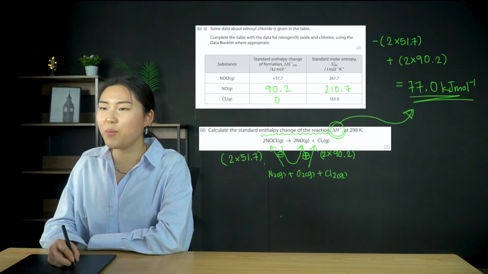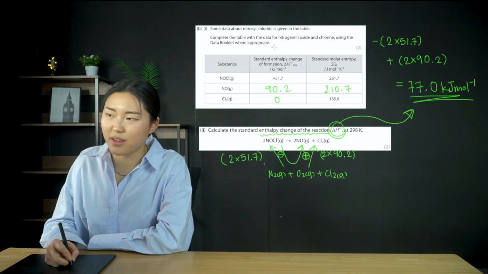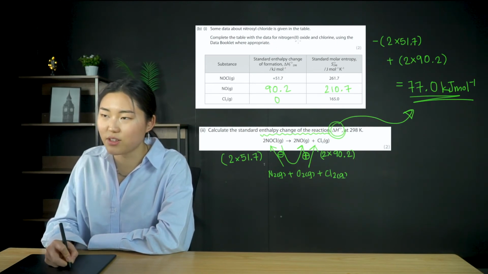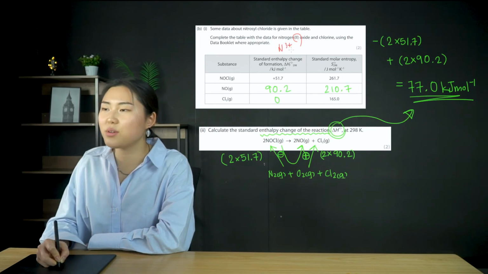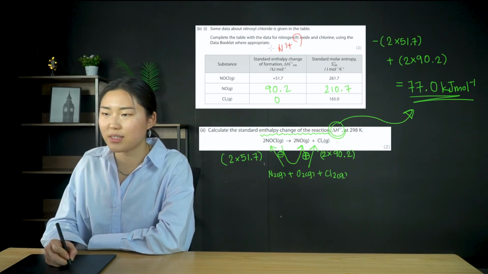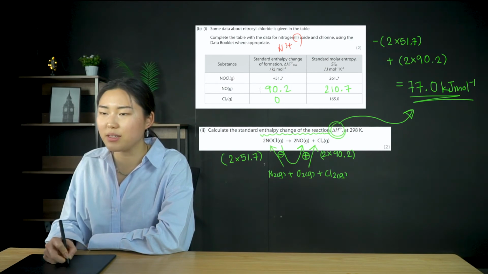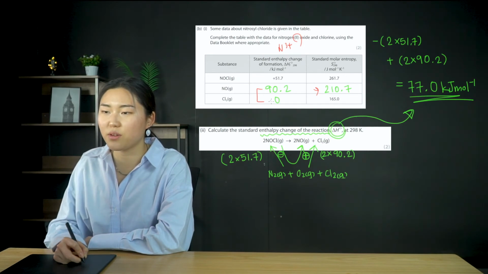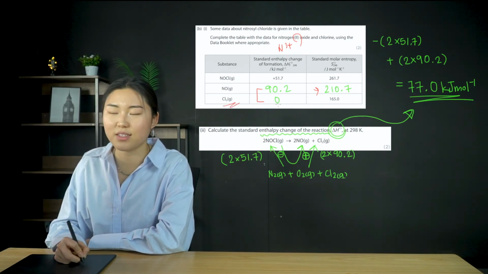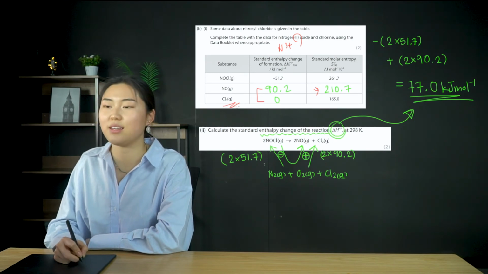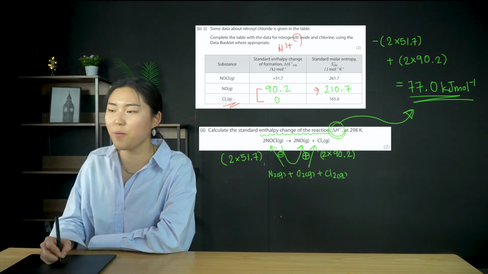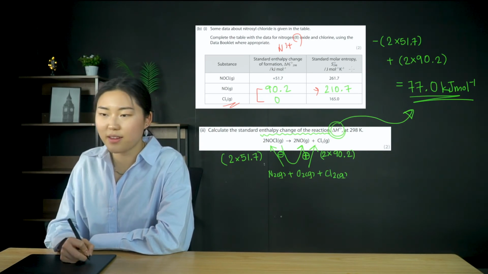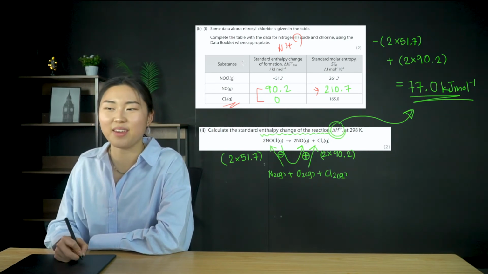So we have B1. Some data about nitrosyl chloride is given in the table. Complete the table with data for nitrogen(III) oxide and chlorine. That's the oxidation state of nitrogen, we have N3+ inside there. And chlorine, using the data booklet where appropriate. So these were taken from the data booklet. Obviously, the enthalpy change of formation for chlorine gas is just 0 because that's already in its elemental state and in its standard state, the gaseous Cl2 molecule. And part 1 is just done because it's just from the data booklet.